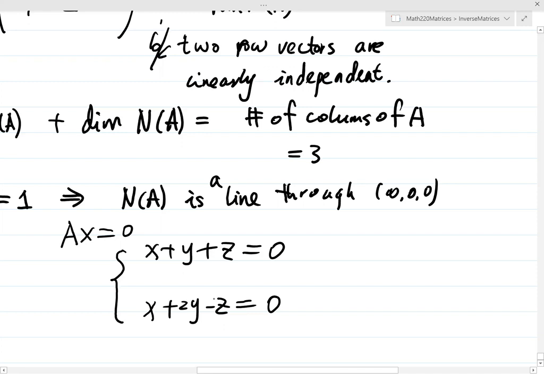And you check that 0, 0, 0 is a solution. So this intersection is a line through the origin O.